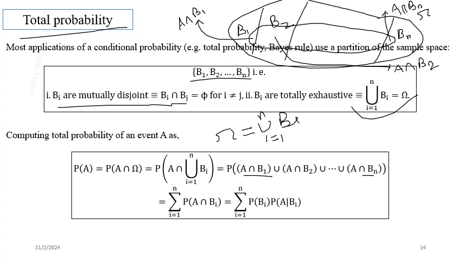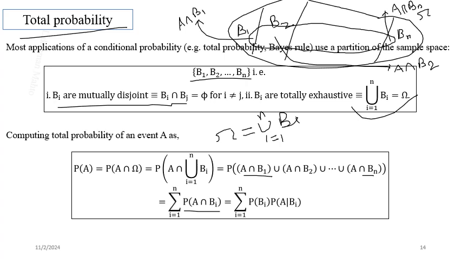You don't observe any common element between these A intersection Bi's. So you will simply apply the third property of the probability measure, the addition rule. So this probability is equal to the sum of probability of A intersection Bi, i varies from 1 to n. Next, we have just finished the multiplication rule, so can we apply it here? Which one have we observed first, A or Bi? Bi we have observed first. So we convert it into probability of Bi times probability of A given Bi, summed over i from 1 to n.